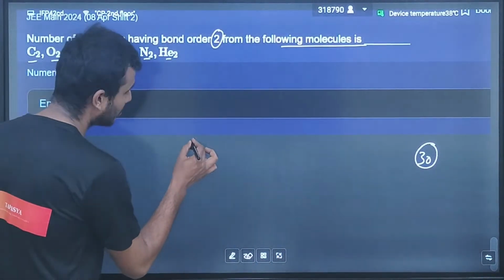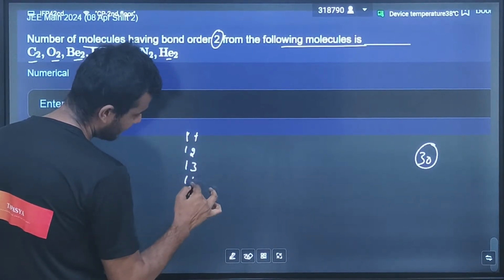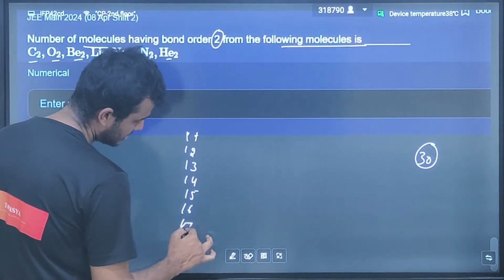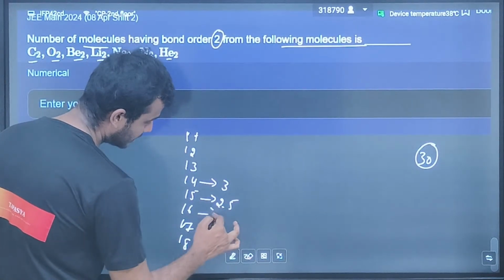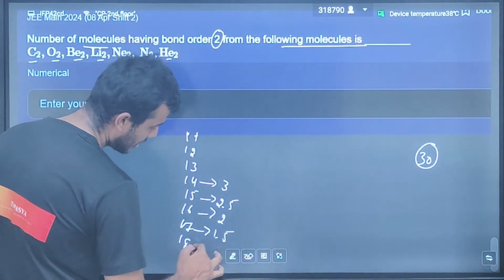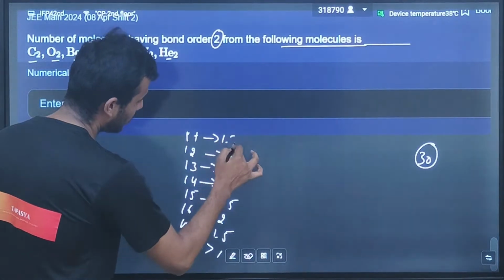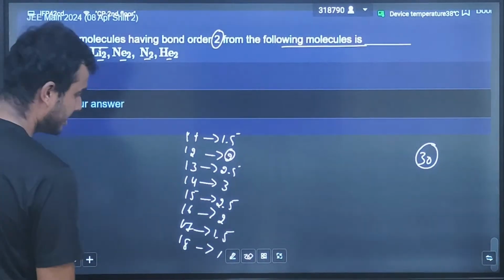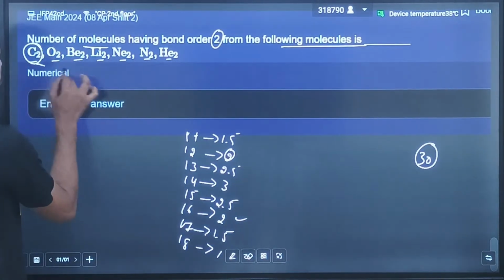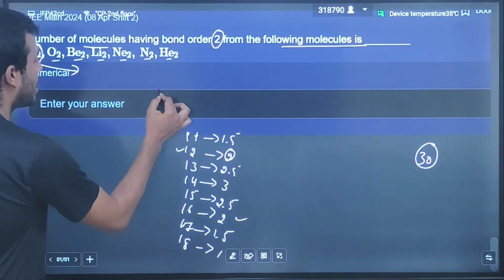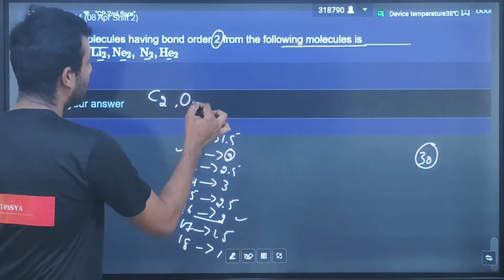Count the total number of electrons. Write down 11, 12, 13, 14, 15, 16, 17, 18. 14 electrons is bond order 3. 15 is 2.5, 16 is 2, 17 is 1.5, 18 is 1. Similarly, 13 is 2.5, 12 is 2, 11 is 1.5. We need 12 or 16 electrons for bond order 2. In C2, 6 plus 6 is 12, so C2 has bond order 2. O2 has 16, yes, O2 has bond order 2.